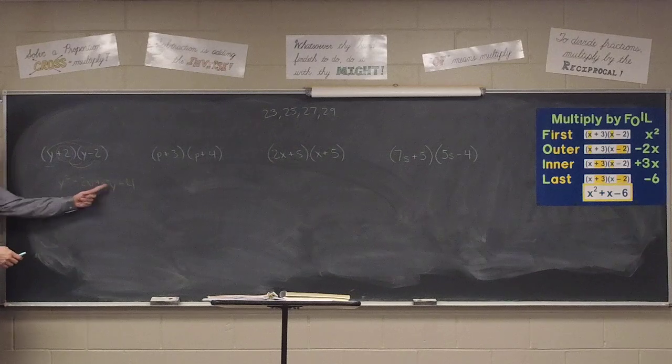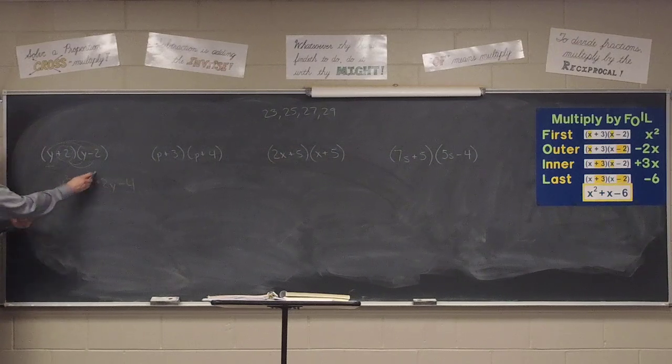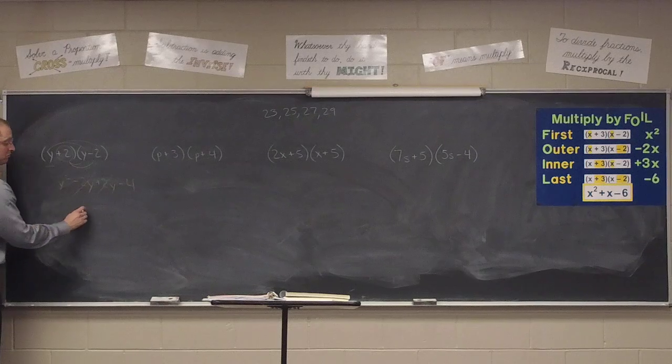But these are inverses. Negative 2y, positive 2y. Thoughts, class? You just cancel them. So my answer is just y squared minus 4. Y squared minus 4. Great.